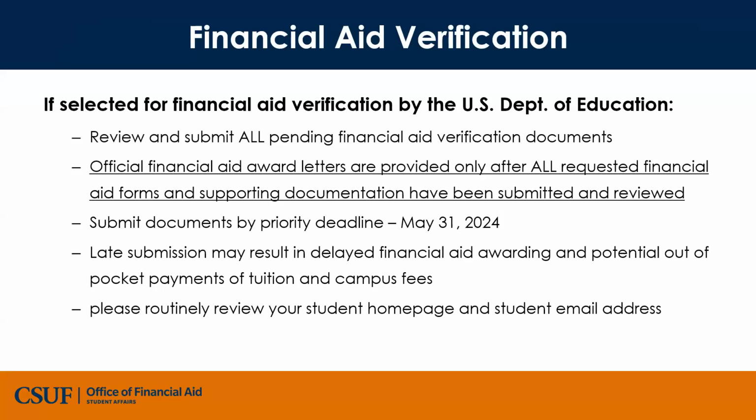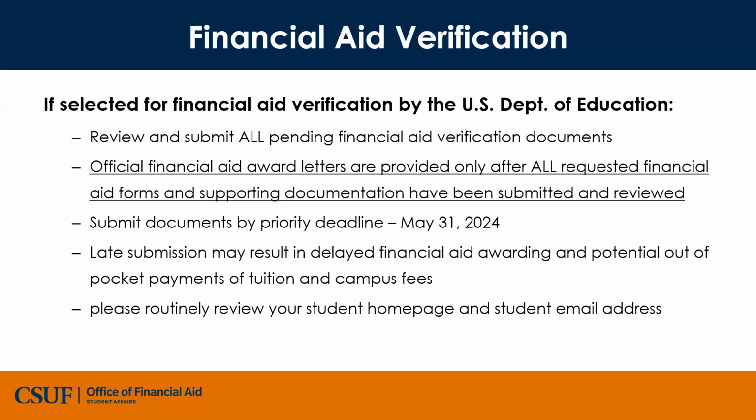Financial aid verification. If selected for financial aid verification by the U.S. Department of Education, you must review and submit all pending verification documents to our office. In order to obtain a financial aid official award letter, you must provide all the requested document forms and supporting documents to our office, and they must be reviewed.